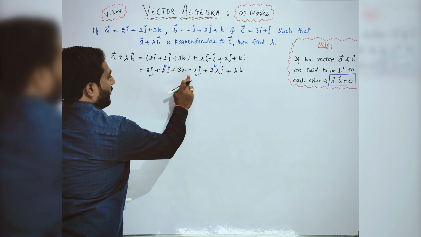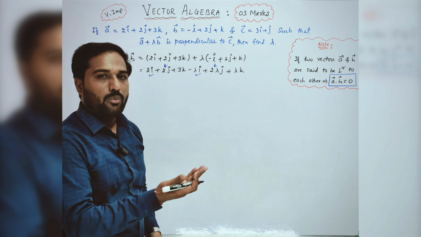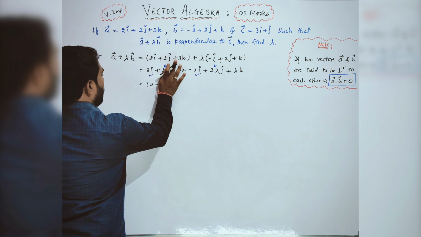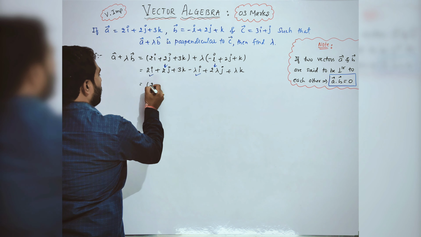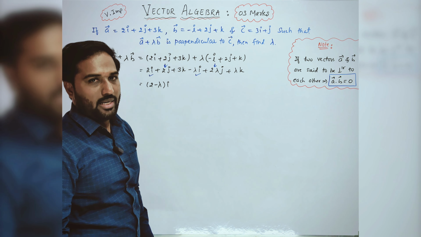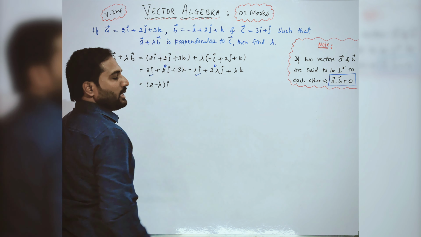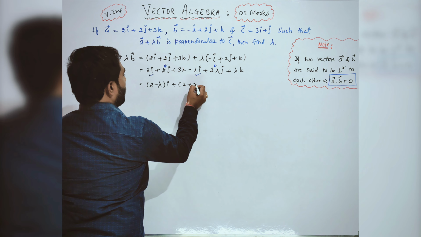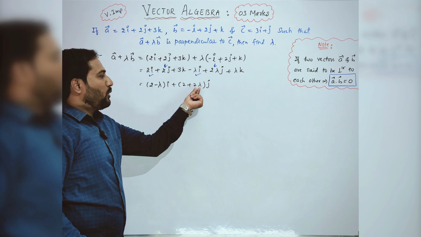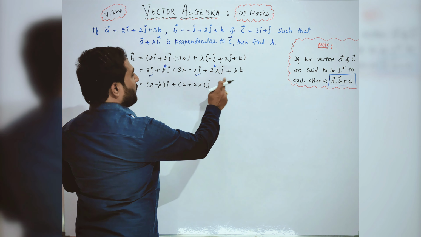So 2i minus lambda i. 2 and lambda will not be added because one is a constant, another one is a variable. We keep it as it is: 2 minus lambda. So what we write? 2 minus lambda into i, because those two cannot be added or subtracted. Okay. Next, j with j, 2j plus 2 lambda j. What we write? 2 plus 2 lambda into j. Again we have 2 lambda plus 2. 2 is a constant, 2 lambda is a variable. We need to keep them as it is.